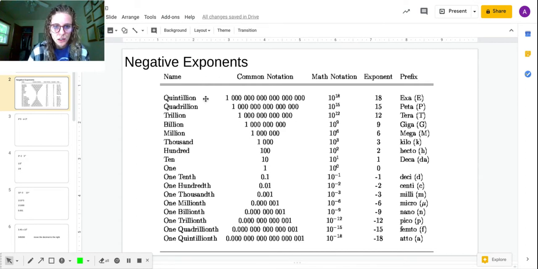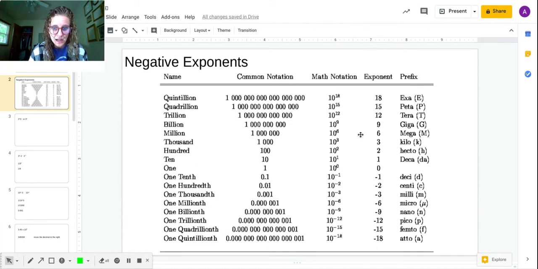But yeah, a quintillion is 10 to the 18th. So if we count here, there's 3, 6, 9, 12, 15, 18, and then our 1. Okay, so that's 10 to the 18th. If we keep working down, we drop down to 15. You can see there's 15 zeros and then the 1. So that's a quadrillion.